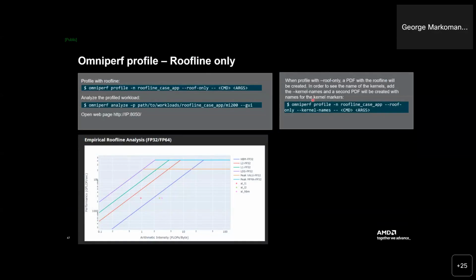If you want to do roofline only, the application will run three to four times. Then you run the profiler with the name you want, with roof only, and your application. This does roofline only, and you can then see where your kernel is for arithmetic intensity in L1, L2, and HBM, and you can see what happens. If you want to see the names of the kernels, you can activate the kernel names here, and you will get a second PDF with the kernel names.